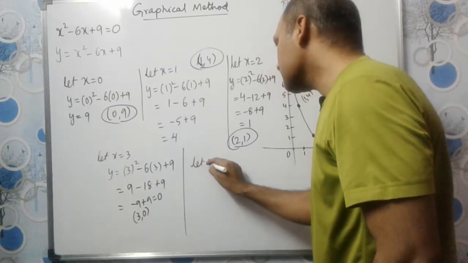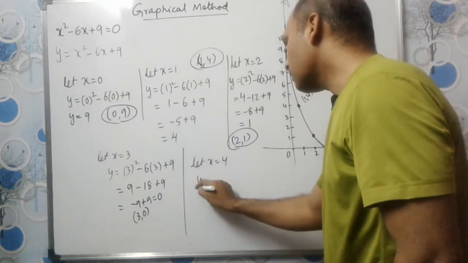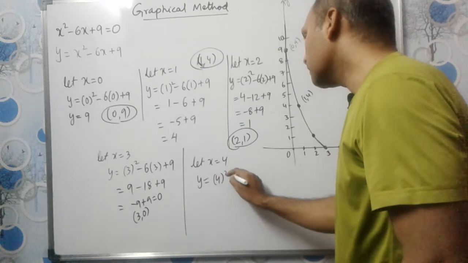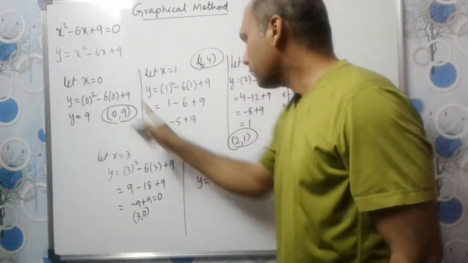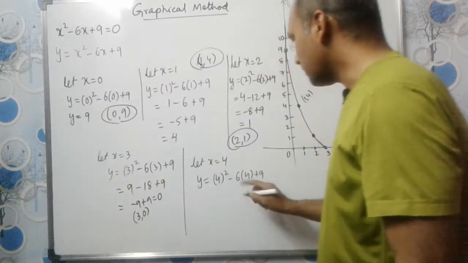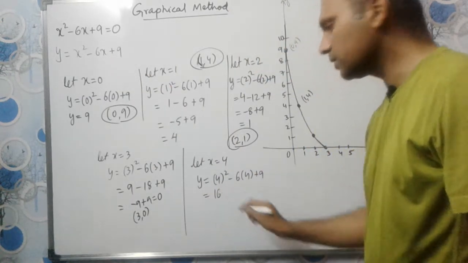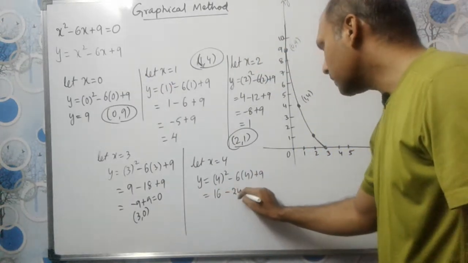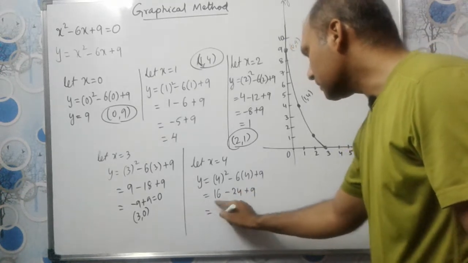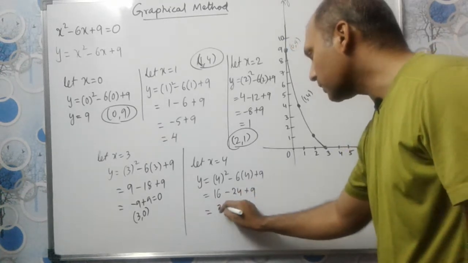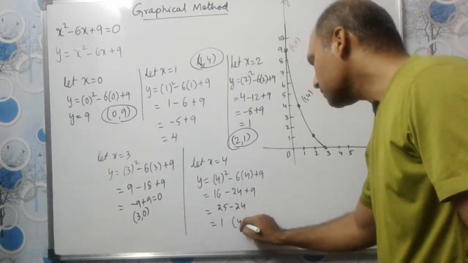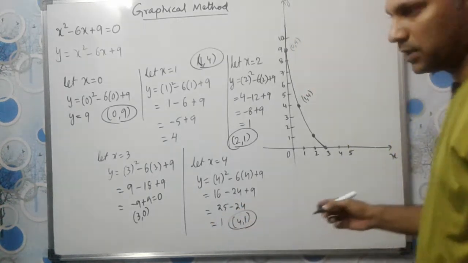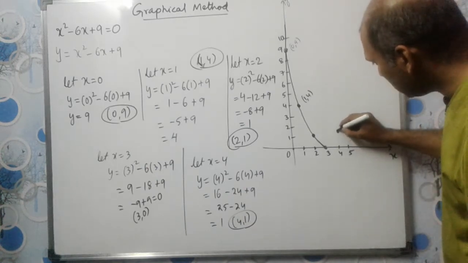Let us take x is equal to 4 now. So y will be equal to 4 square minus 6 into 4 plus 9. In place of x I am writing 4. So 4 square is 16 minus 24 plus 9. 16 and 9 will give us 25. 25 minus 24 is equal to 1. So 4 comma 1 we should plot, right? So 4 comma 1 is this point.